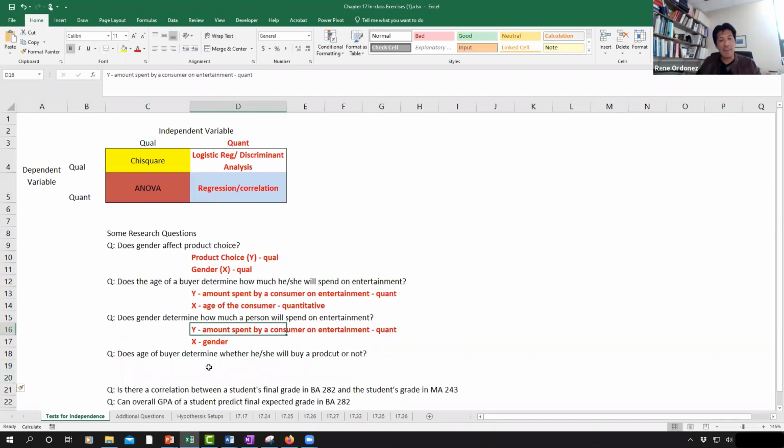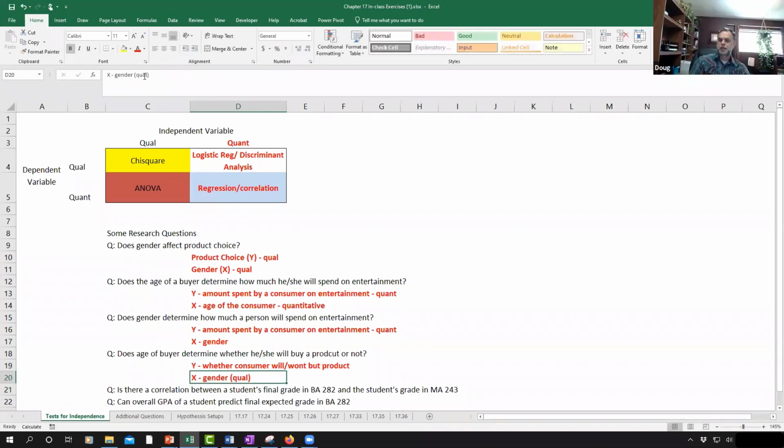Does age of a buyer determine whether he or she will buy a product or not? Okay, so age here is the predictor variable, and it is qualitative. And the response variable is whether the consumer will or won't buy your product.